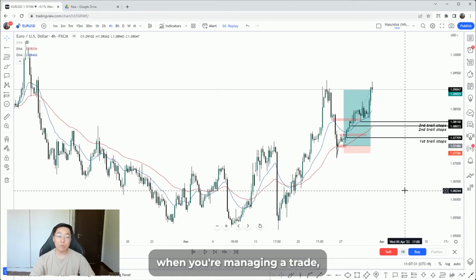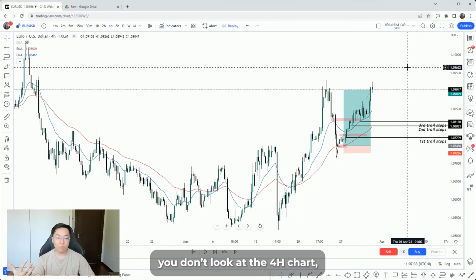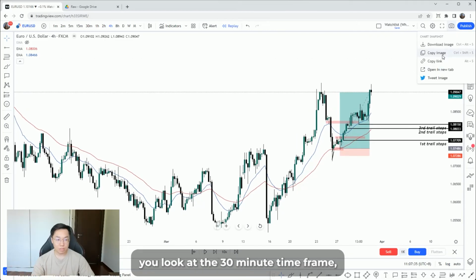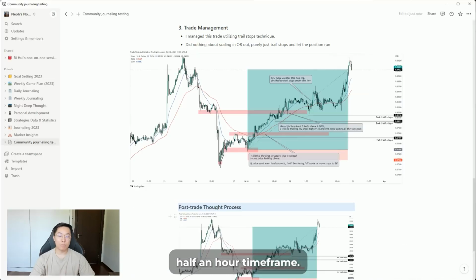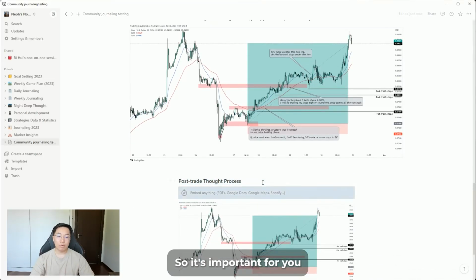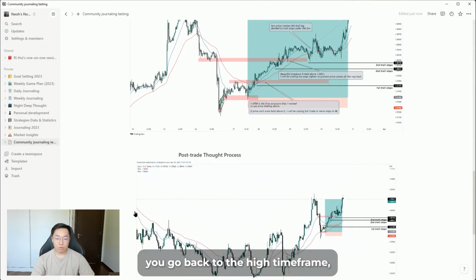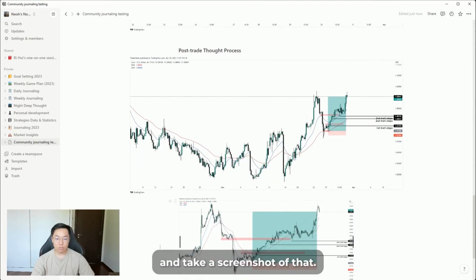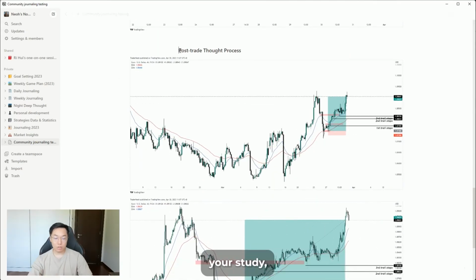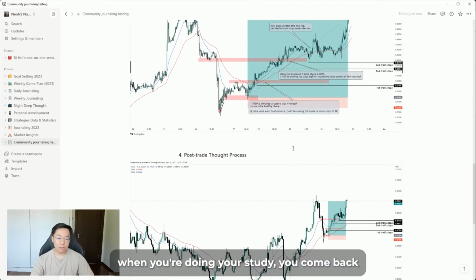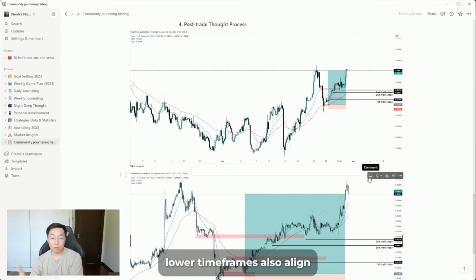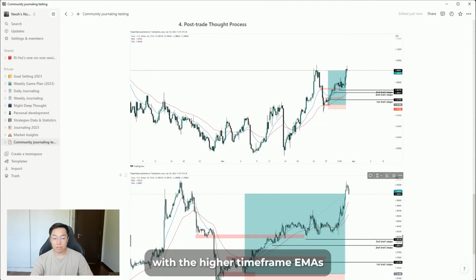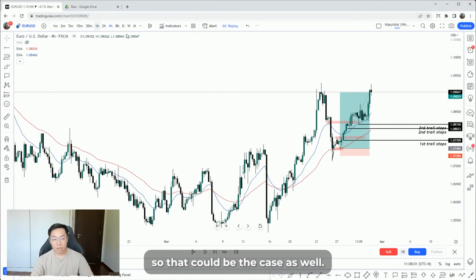So right now, because when you're managing a trade, you don't look at the 4-hour chart. You look at the 30-minute time frame. You look at the 1-hour time frame, the half-an-hour time frame. So it's important for you to make sure you go back to the high time frame and take a screenshot. So the next time when you're doing back your study, you come back and say, hey, actually my trade management on the lower time frame also align with the high time frame EMAs. So that could be the case as well.